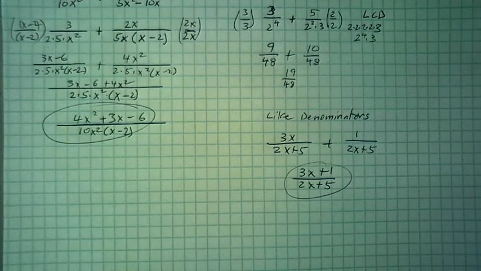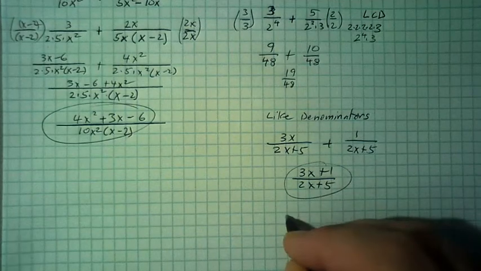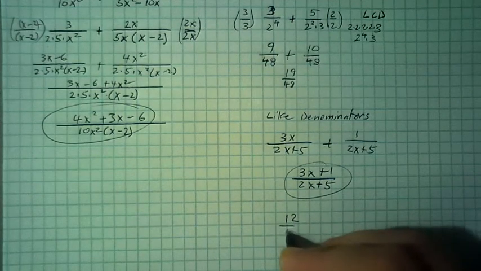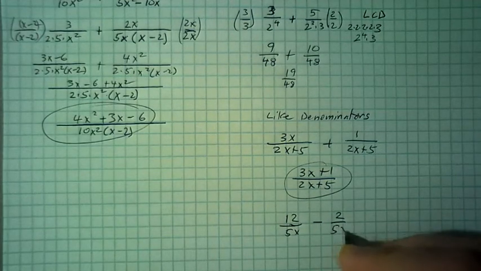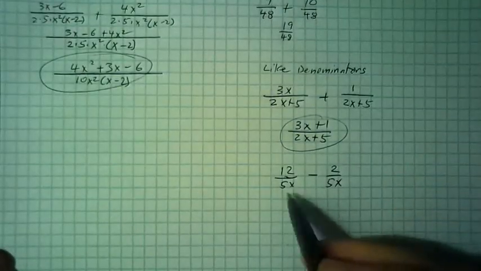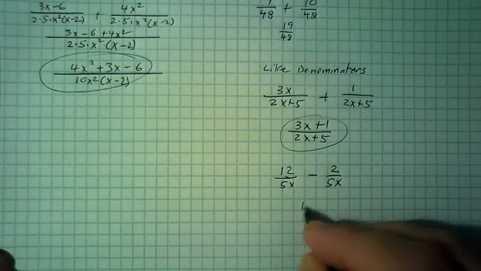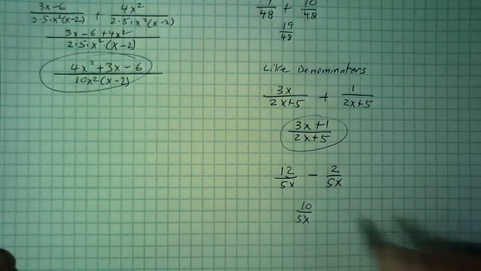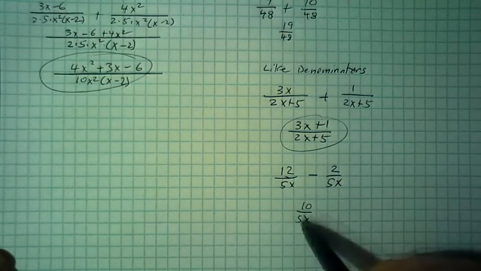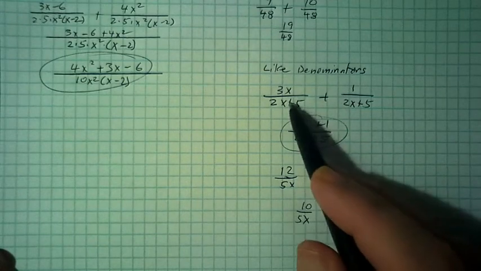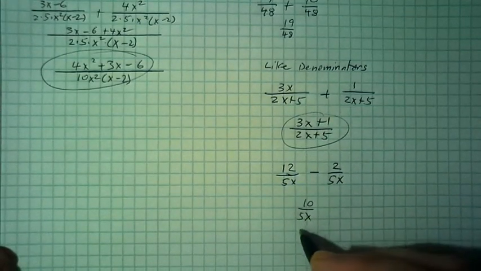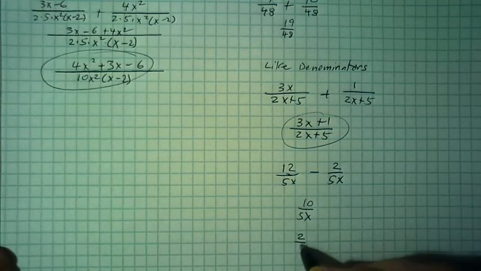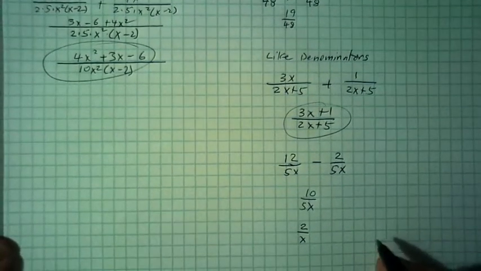Let's do a subtraction problem. 12 over 5x minus 2 over 5x. Like denominators. So again, just 12 minus 2, which is 10 over 5x. Since neither one of these are sums, they have monomials, one term each, we can in fact reduce. And 10 and 5 reduce to 2 and 1, so that's 2 over x.